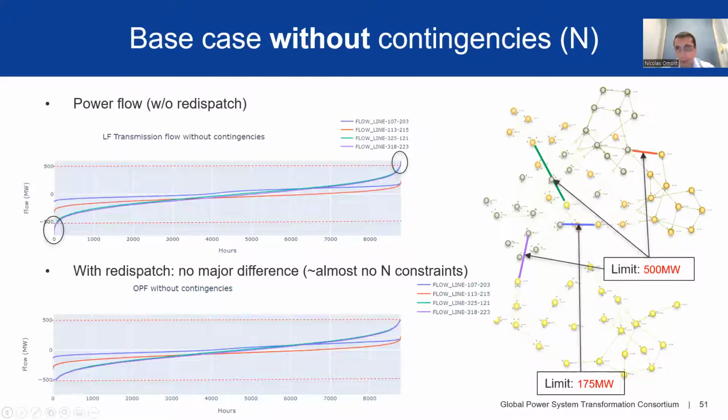So the base case without contingencies is quite simple. Just to have a starting point, you see that there are almost no constraint violations, which is quite usual. There are a few, so that if you try to do some redispatch, you will have a small effect on a few time steps, but not so much. It was just to show the difference with the next slide.